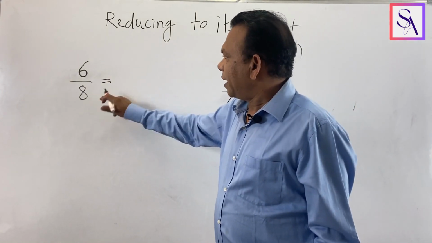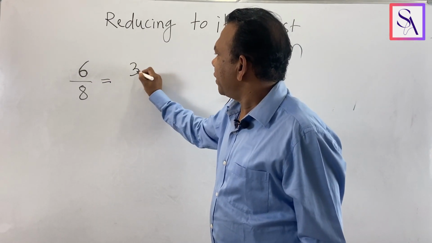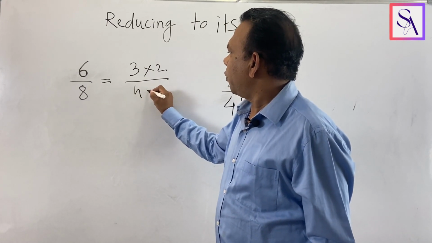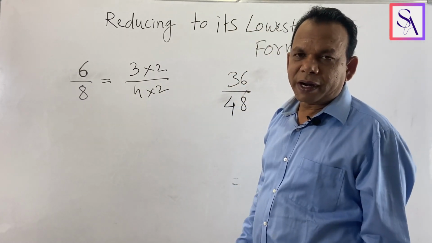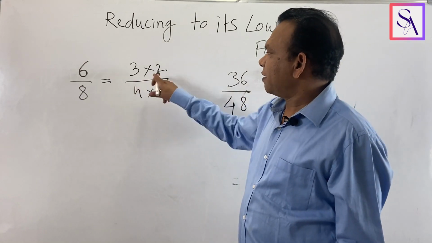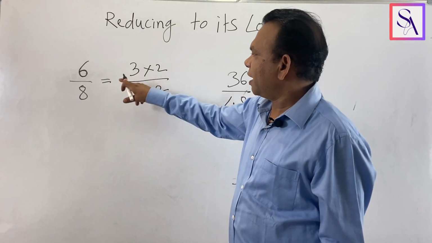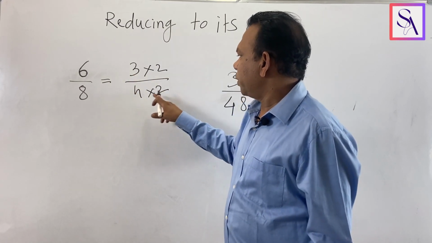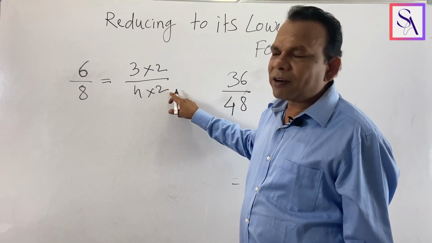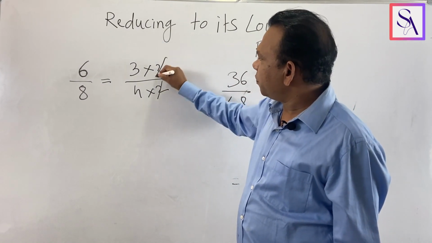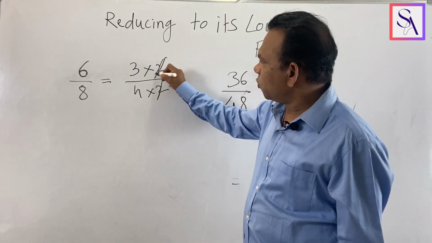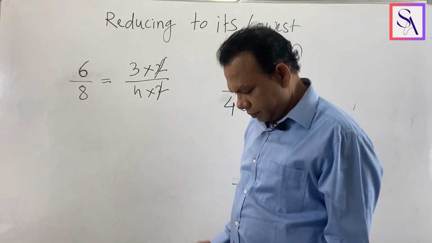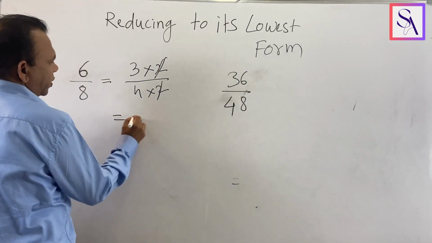So 6 by 8, I can write 6 like this, 3 into 2, right? And 8, 4 into 2. Am I right? So I can factorize, this is called factorization. So I can factorize 6 as 3 into 2, and 8 as 4 into 2. So why did I do this factorization? Because I need to cancel this 2 and 2. So this 2 and 2 will be cancelled, and the remaining fraction will be 3 by 4.